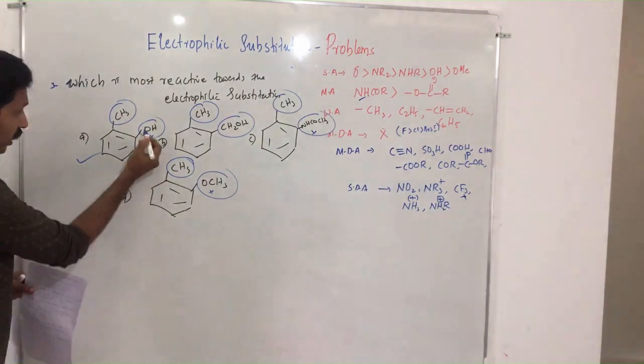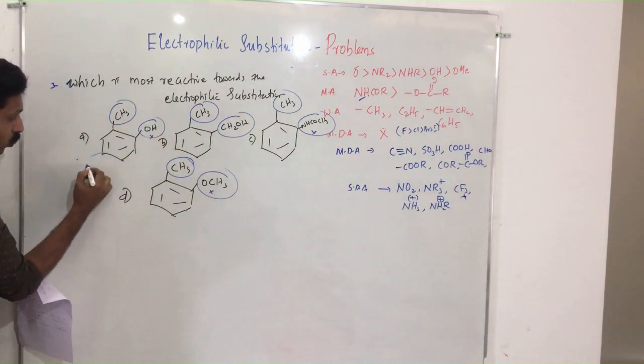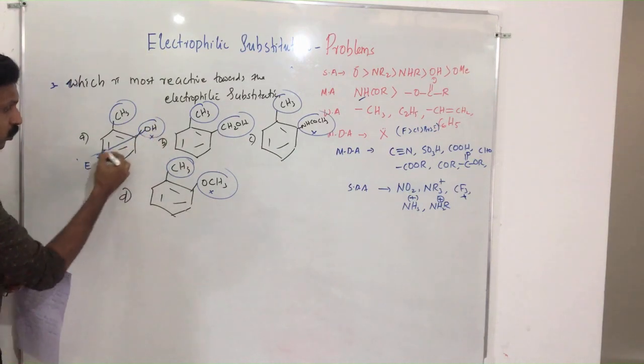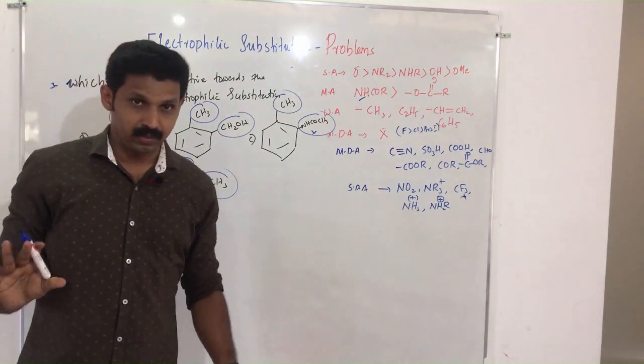That means if an electrophile comes here, it will go to this position, because this is the para position of this OH group. That will be the answer. Keep that in mind. That's all.